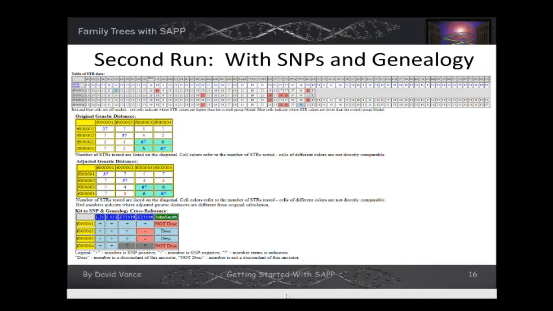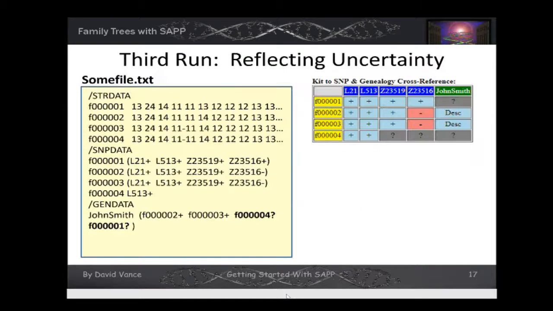Okay, so let's try a third run. But in this case, we're going to say that we're not really sure that kits 1 and 4 are not descended from John Smith. You know, perhaps their paper trail doesn't reach quite that far back, but they might be. They're in the same area. They certainly could be descendants of John Smith. They just don't know if they are. And since SAPP has assumed that they're not, let's change that assumption and say that perhaps it could be.